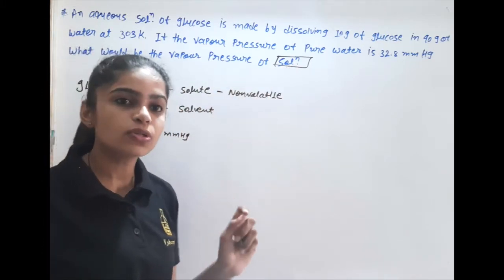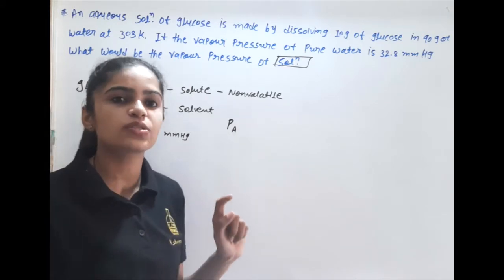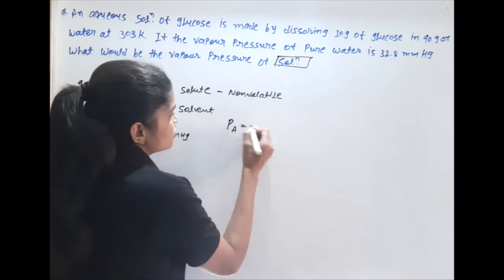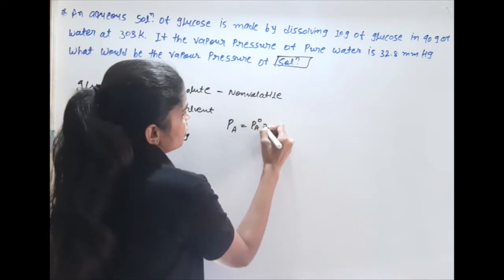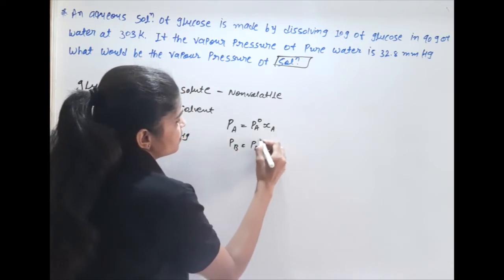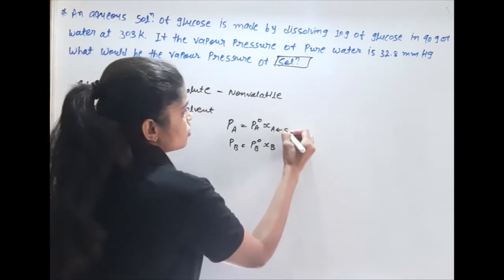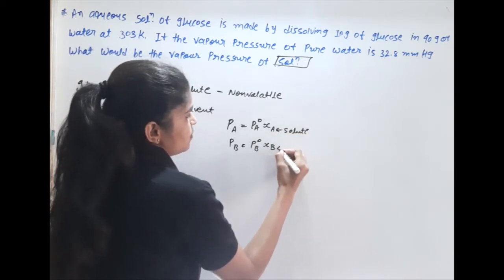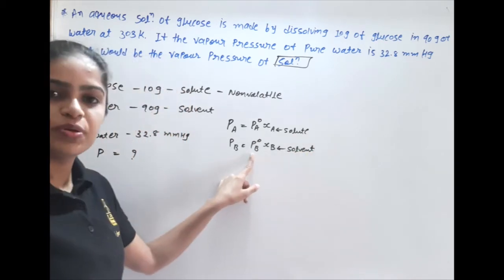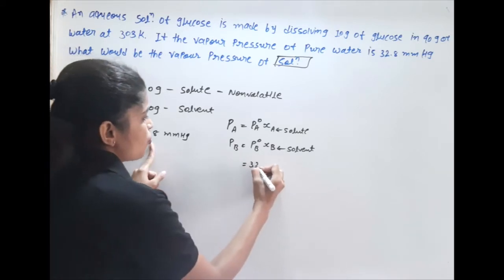We know that Raoult's law says that the partial pressure PA is directly proportional to its mole fraction. So partial pressure PA is equal to PA0 into XA, and PB is equal to PB0 into XB, where A is the solute and B is the solvent. The solvent value PB0 is given: PB0 is 32.8.